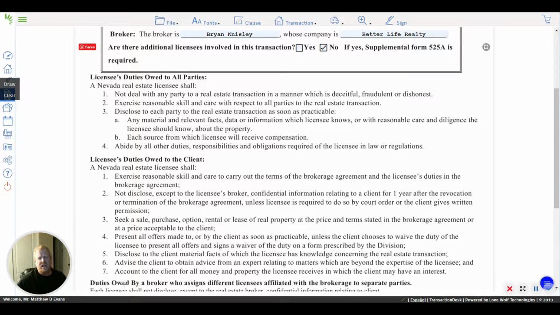I must advise the client to obtain advice from an expert on matters which are beyond the expertise of the licensee. I'm a real estate agent. I am not an inspector, I'm not a tax professional, and I'm not a loan officer. Those are the three things that really come into play in a real estate transaction. I will seek advice, point us all in the right direction, and do whatever I can to find the right information.